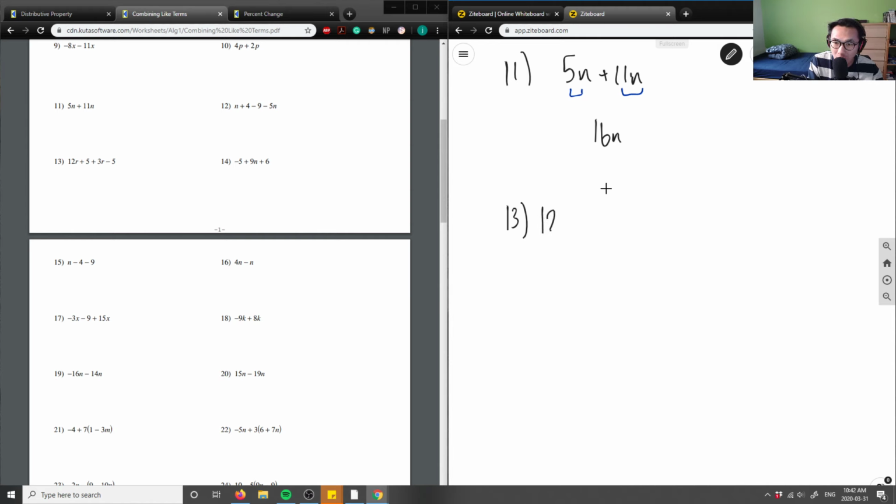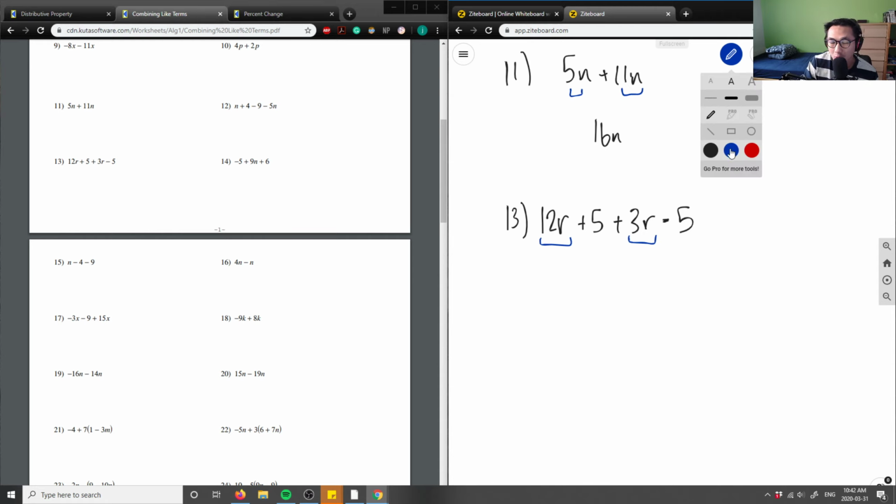So 12r plus 5 plus 3r minus 5, right? So we have 4 terms in this case. And do we have like terms? Let's find out. We have 12r. So again, we're starting with the first term. We have 12r, so this is an r term, and then we have an r term here, right? It's two terms that are like terms that are variables.